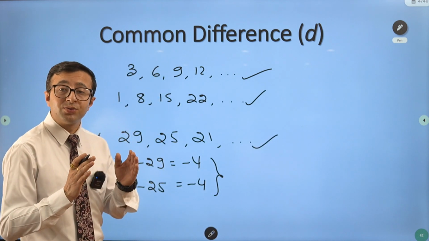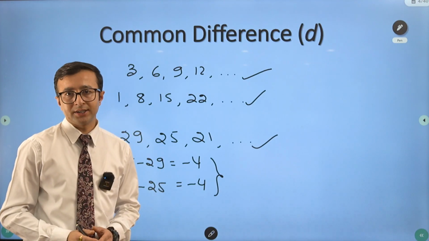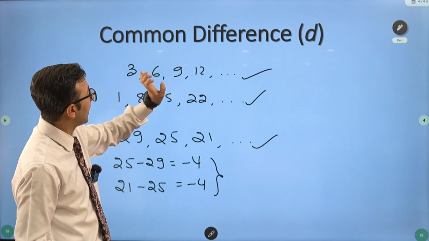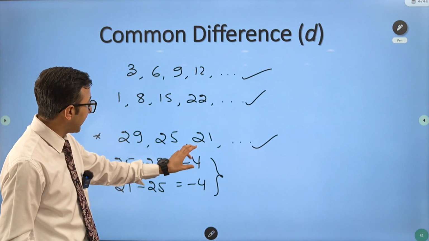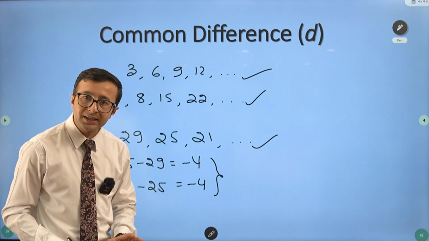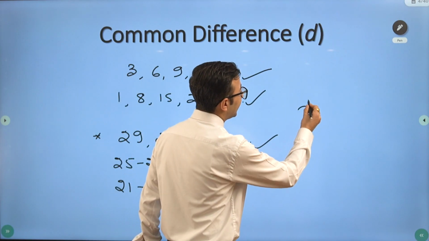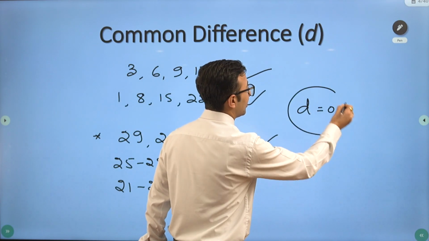It means that to be an AP, it is not necessary that D should always be positive. Here we found that the value of D is positive. Here we can see the difference is negative. And what other option do we have? The third option is that the difference may be 0 also.